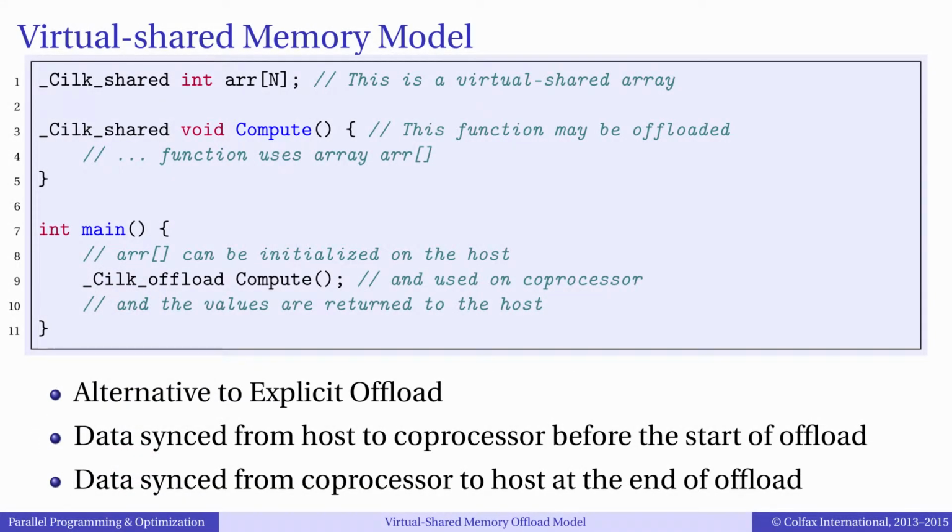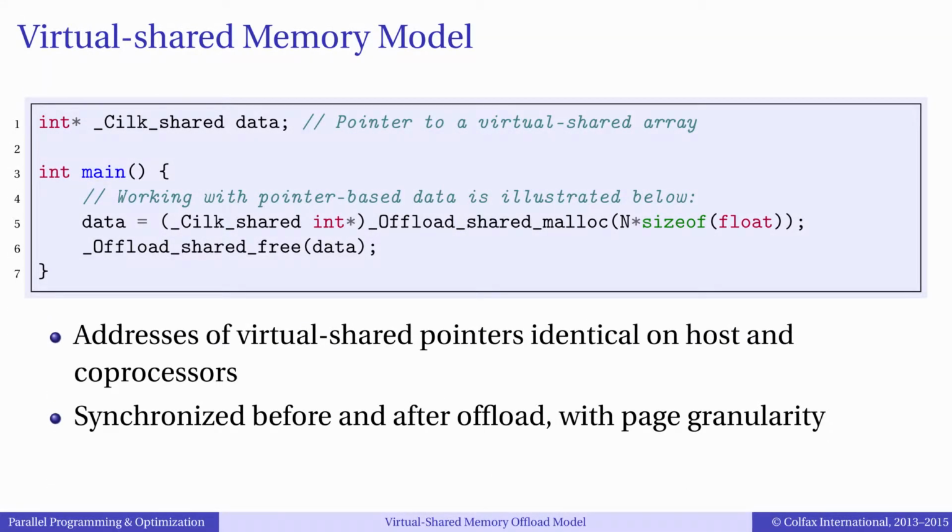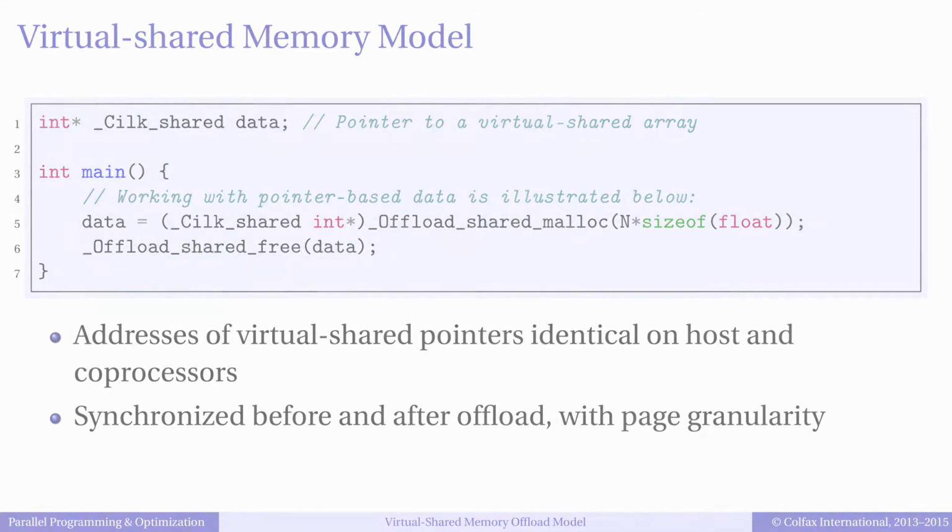In the shared virtual memory mode, data movement between the host and the coprocessor is automated. The programmer uses special memory allocators and special offload calls which allow the runtime system to automatically transfer the data from the host to the coprocessor and back. Furthermore, pointers to dynamically allocated objects have the same values, meaning addresses, on the host and on the coprocessor.